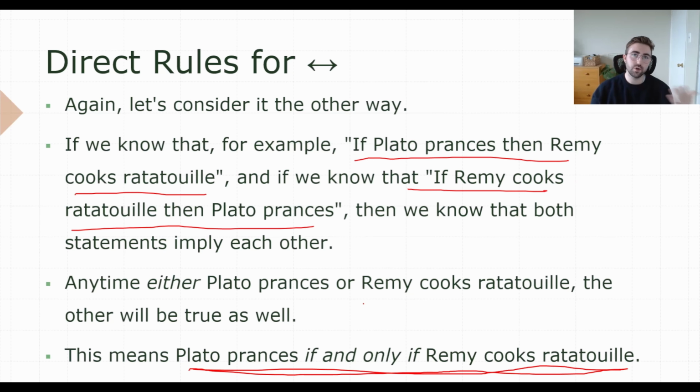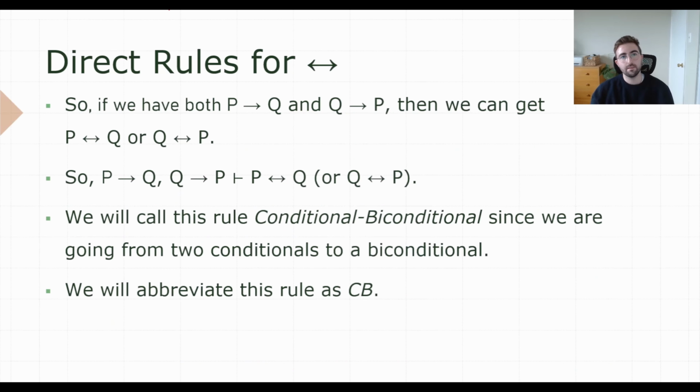Yeah. So we can also go from two conditionals to a biconditional. So for example, if we have if P then Q and we have if Q then P, then we can get P if and only if Q, or Q if and only if P, right? If P implies Q and Q implies P, then we know that they imply each other. So, we can define our rule as if we have P then Q and Q then P, then we can get P if and only if Q, or Q if and only if P.